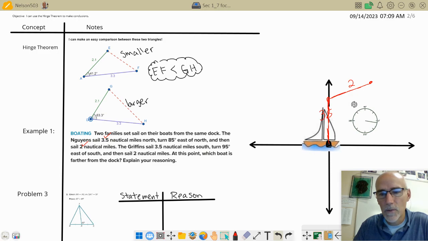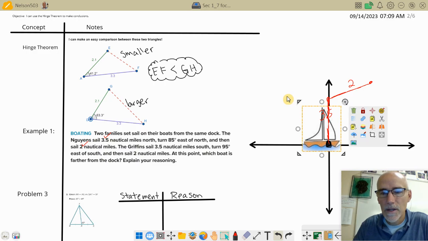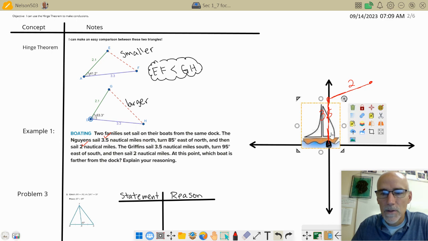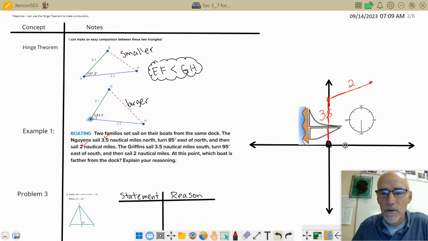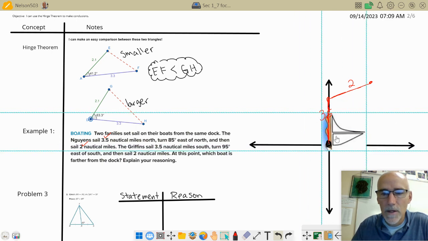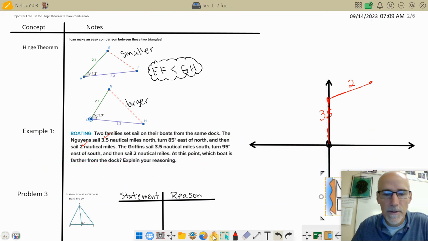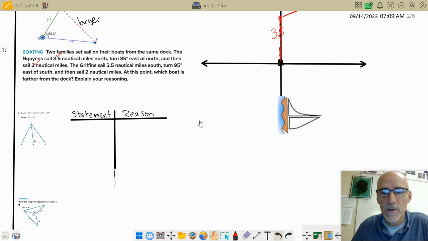Oh, now it's kind of weird. All right, so let's pretend like there's our boat right there. Okay, so if it went like that, it would go east, right? But this family, the Griffins, they sail 3.5 nautical miles due south. So let's rotate this baby 90 degrees down, and we're going to make it go due south. So right down there, right? Okay, let's move our little drawing up here so we can see it.